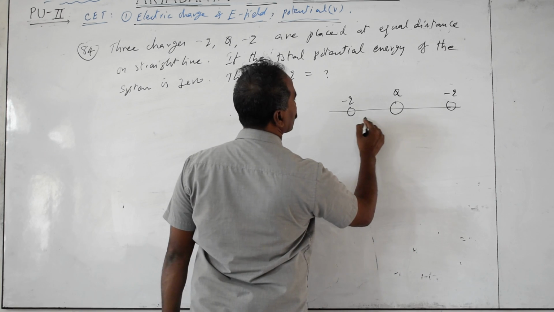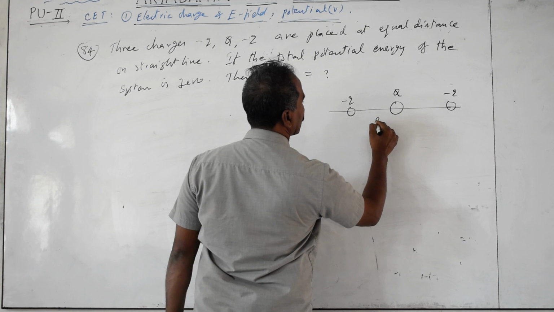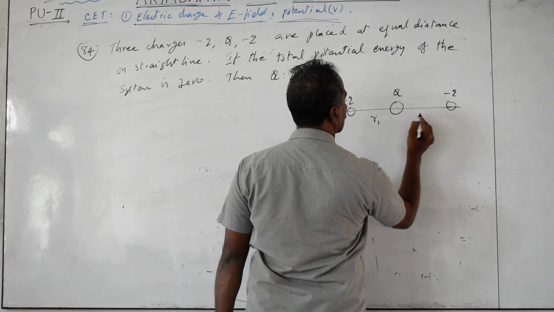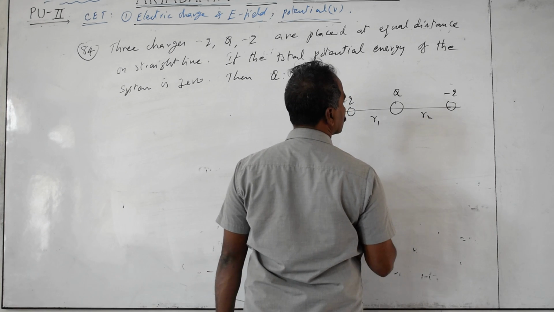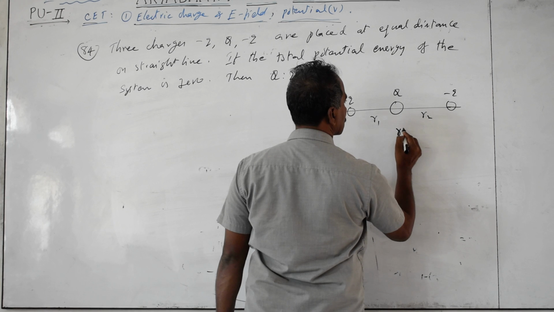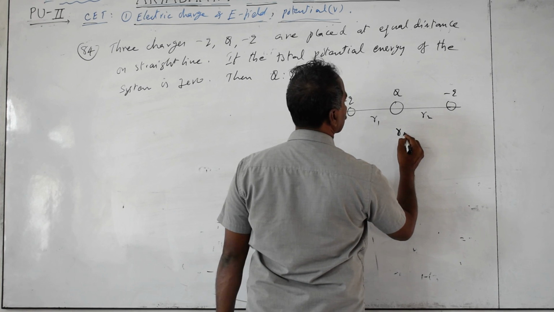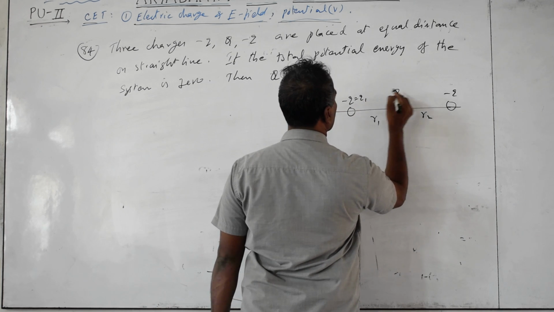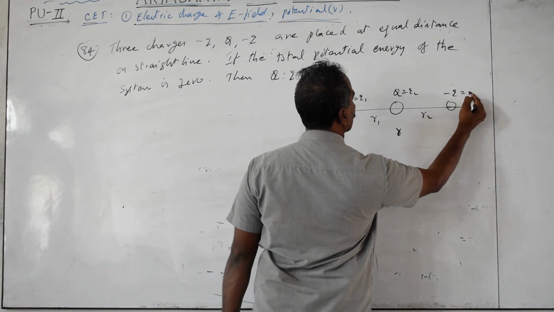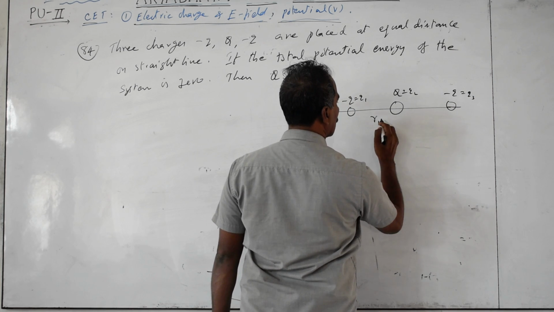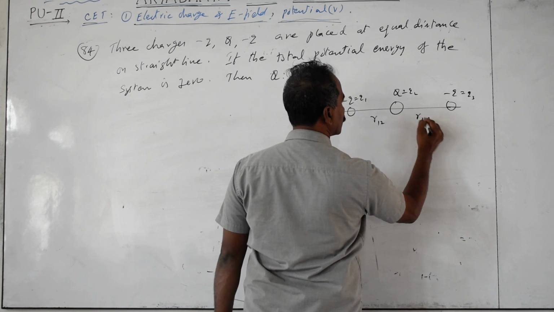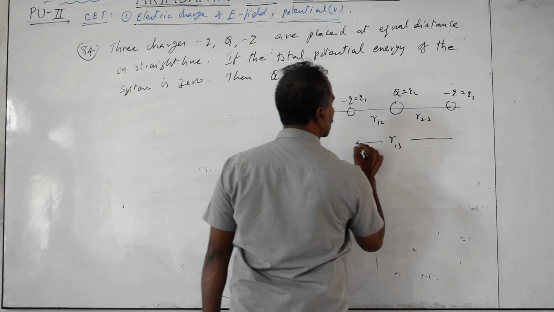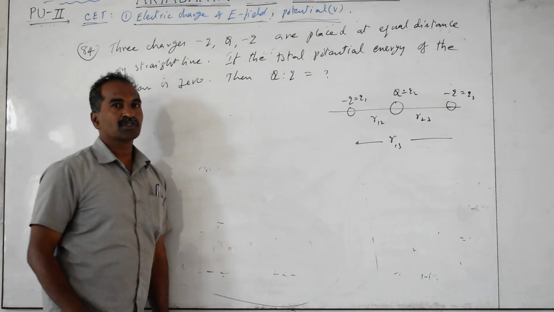They are at equal distance, therefore. For example, this distance is R1, this distance is R2, and this distance is R. This is Q1, Q2, Q3. So I will take this as R12, this is R23, and the total distance from here to here is R13. Not compulsory, symbols are your choice. So mutual potential energy you have to find out.